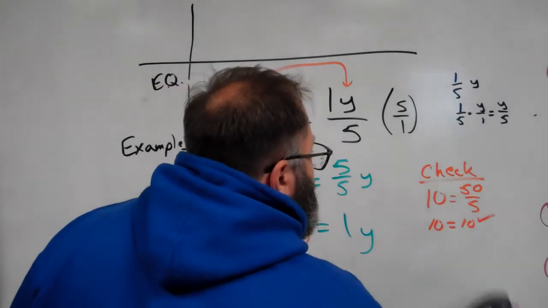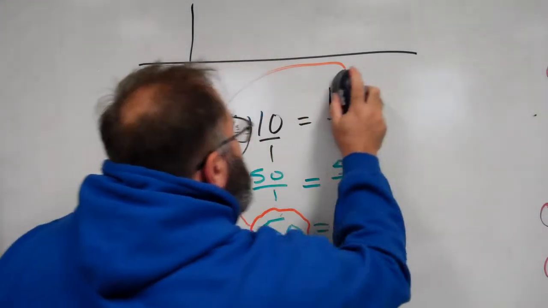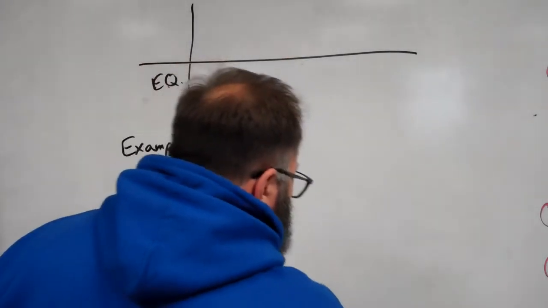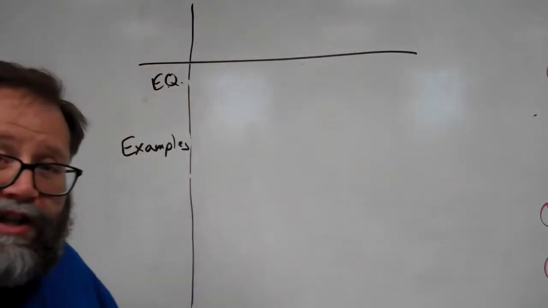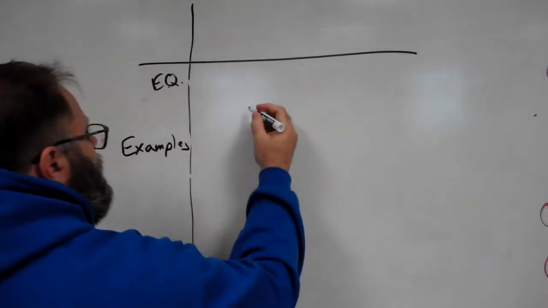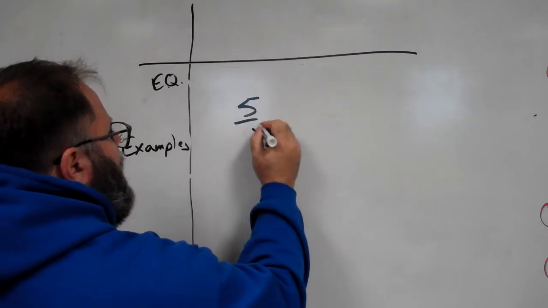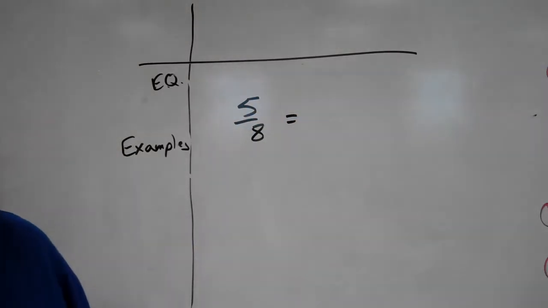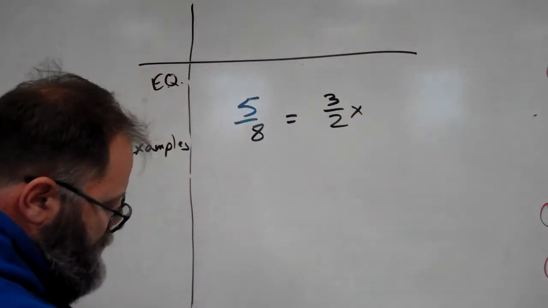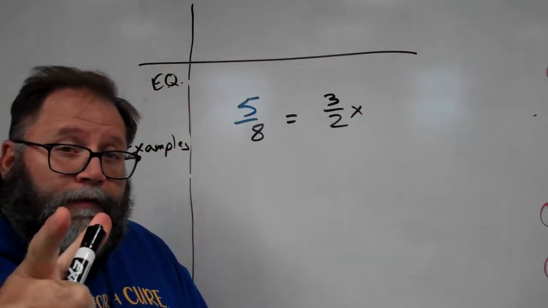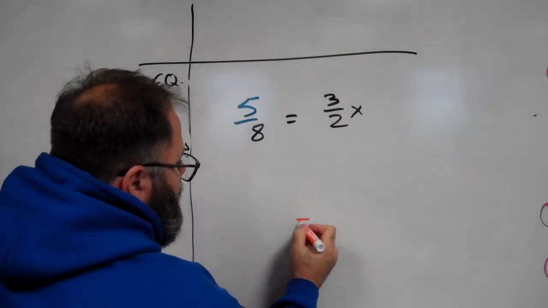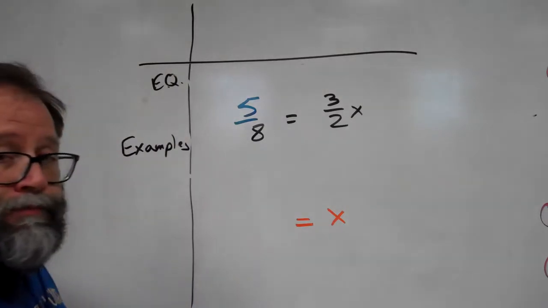Last one. So this time we'll do one with 2 fractions. And that is not more complicated. It's just a little bigger, that's all. So I've got 5/8 is equal to 3/2 x. Where's that variable? Because that's the one we're going to solve for. I know this is going to end like this, equals x.